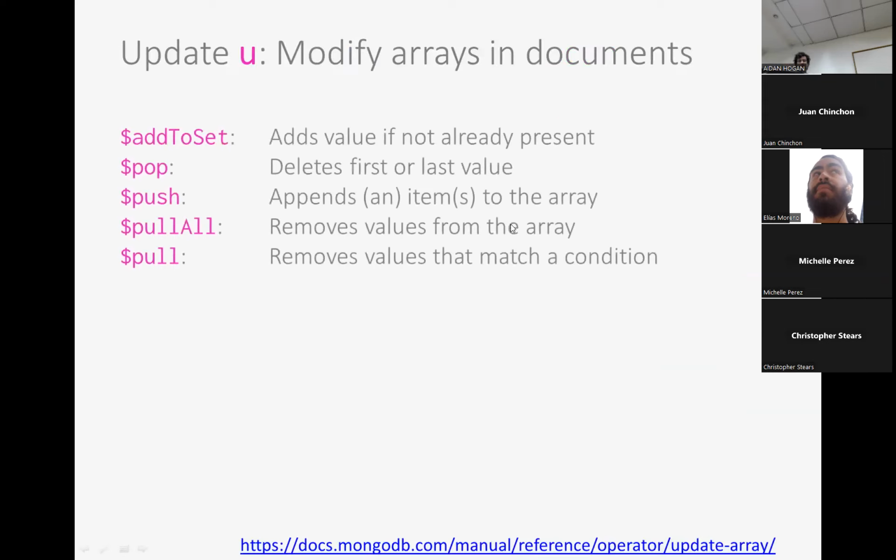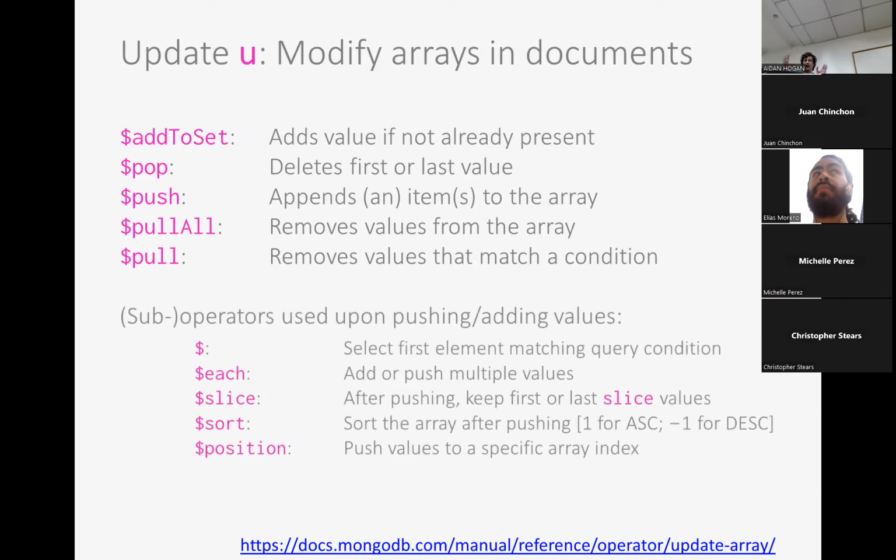So there are various updates as well relating to arrays in documents. We can add to set, which can add a value to an array if not already present, so it won't duplicate a value if it already exists. We can pop to delete the first or last value. We can push to append items to the array. We can push all to remove values from the array, and we can pull to remove values that match a condition. Yeah, so we have some ways of operating within arrays.